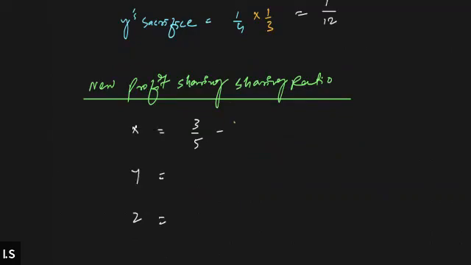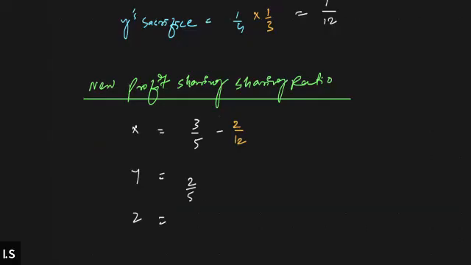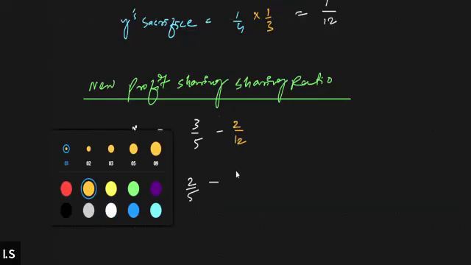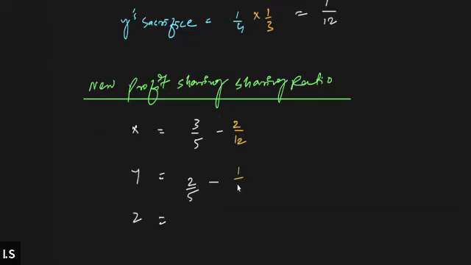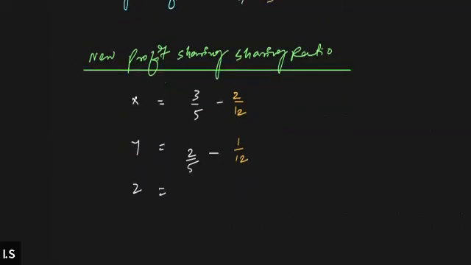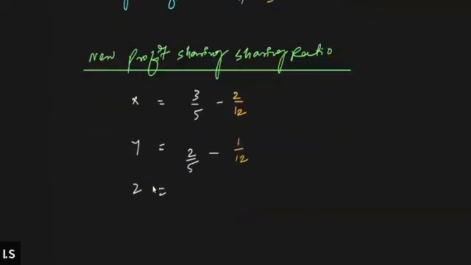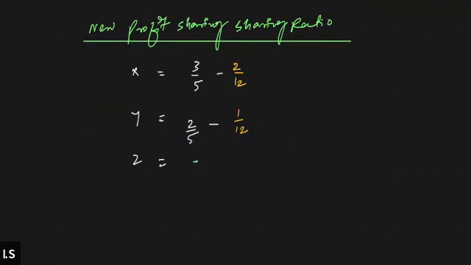So 2/12 needs to be subtracted out of it, and similarly 2/5 for Y, and he will be sacrificing 1/12. And Z will be acquiring how much? 1/4 share in the profit, right? So that means 2/12 plus 1/12.